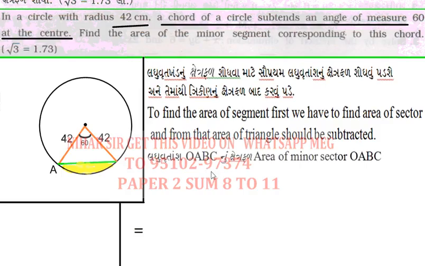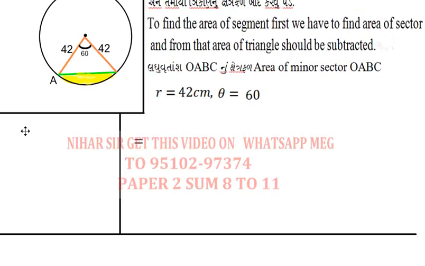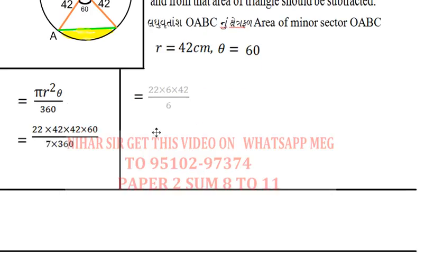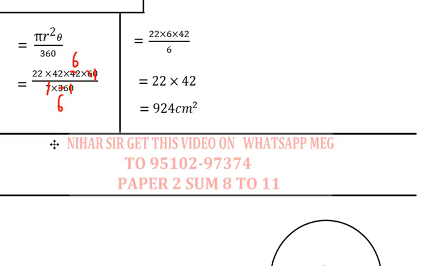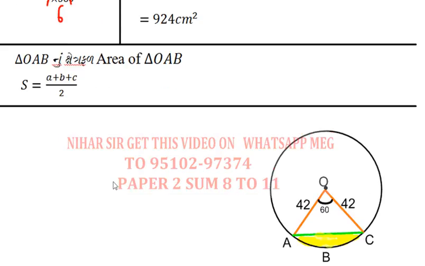So this theory, we have to do in this sum, what I explained: r is equal to 42, theta is equal to 60. First of all I will find the sector, that's pi r square theta upon 360, 22 upon 7, 42, 42, theta 60, 360. Now let me make it simpler. 7 6s are 42, the zeros cancel, 6 6s are 36, so above what remains is 22, 6 and 42, below 6, so now 6 6 cancel, so my answer is 924. Now I will find the area of the equilateral triangle.